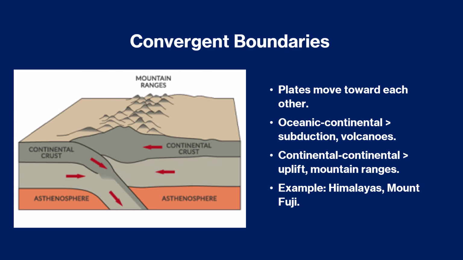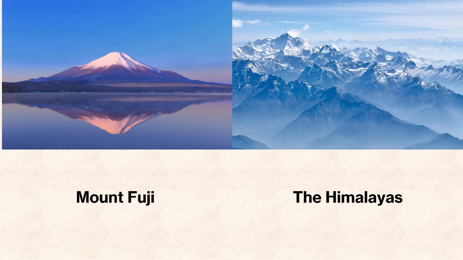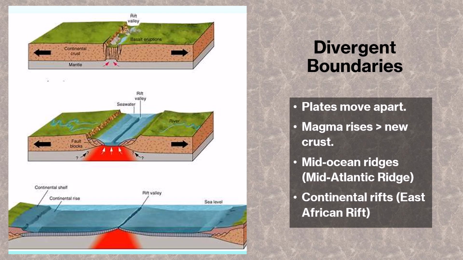Now, here are the images of examples of Mount Fuji in Japan and the Himalayas in India, and how they are representations of convergent boundaries moving against each other, resulting in the formation of Mount Fuji, which is a volcano in the case of an oceanic and a continental crust, and the Himalayas, which is an example of the formation of fold mountains, which is the result of two continental plates converging within themselves.